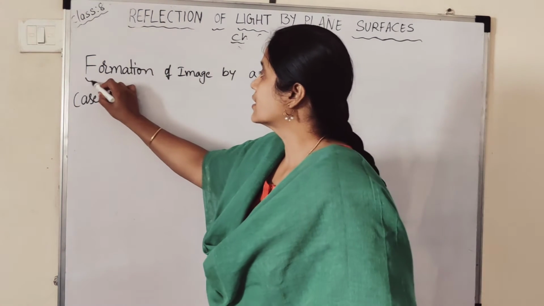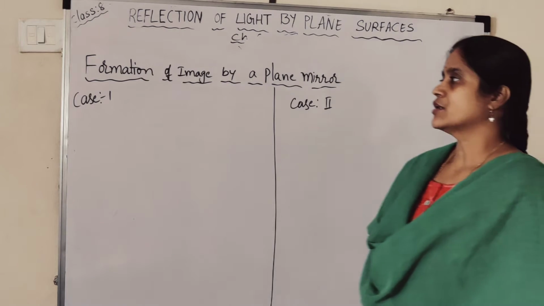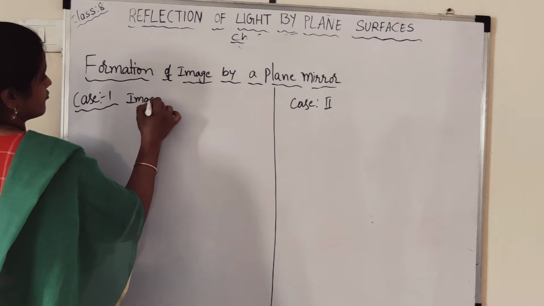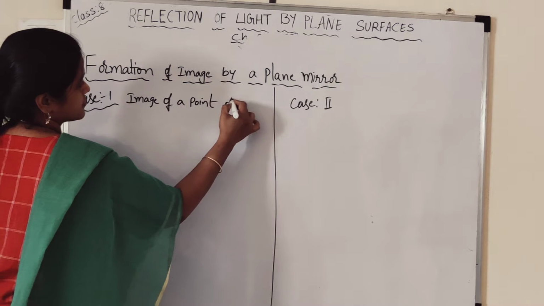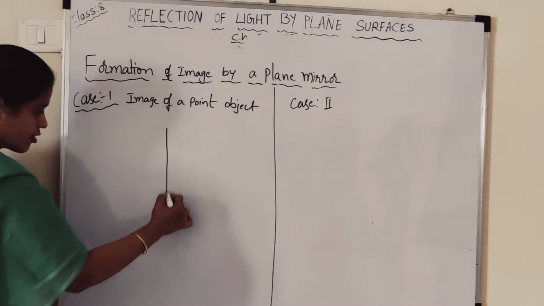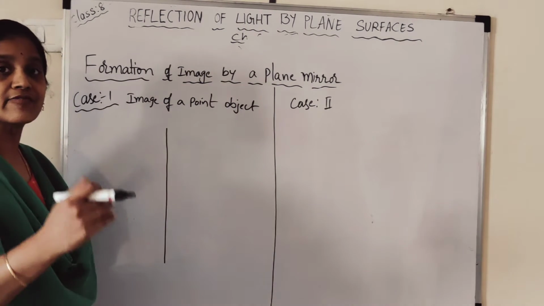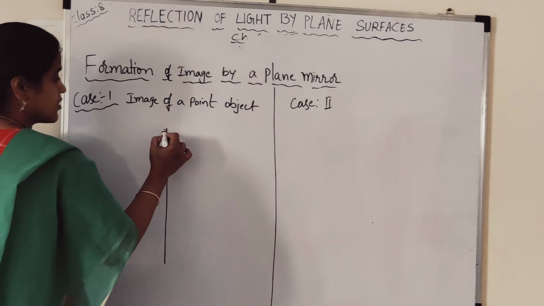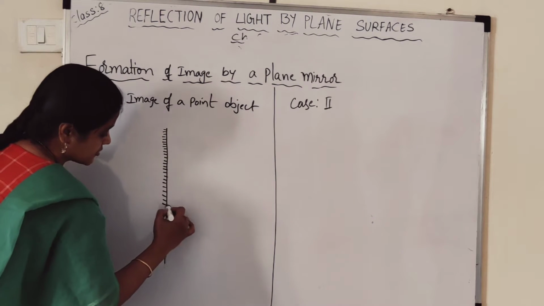So here, the formation of image by a plane mirror. Now the first case is image of a point object. First you have to draw a plane mirror. First you have to select which is the reflecting surface, this side or this side. So first I will select this surface as the reflecting surface.